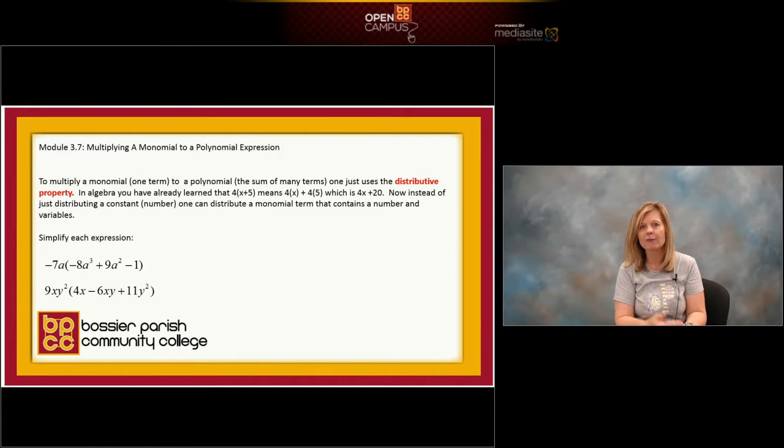And when we get our product 4x plus 20, we know we're done, because now the parentheses are gone, we're done multiplying. 4x plus 20 is the operation addition, and we can't add those terms because they're not alike. So that's how we know we're finished simplifying our expression.